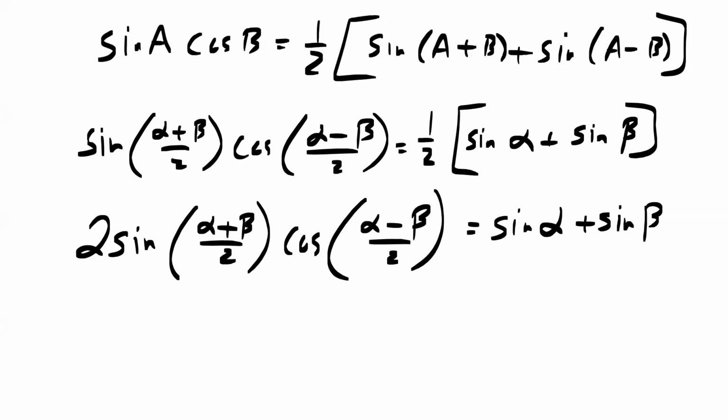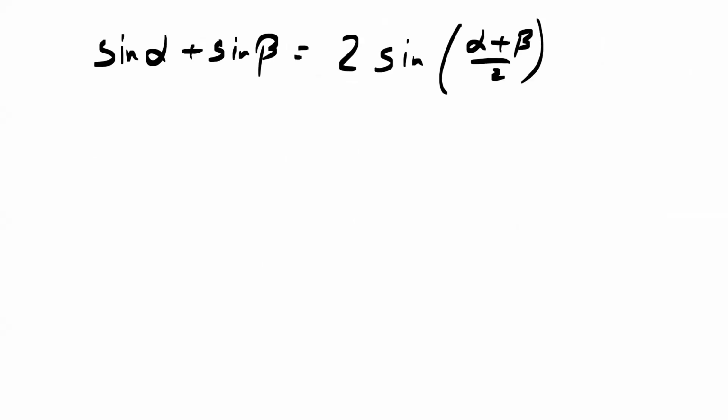So we're just going to switch the sides over. Are we good? And here it is. Sine of alpha plus sine of beta is 2 sine of (alpha plus beta) divided by 2 times cosine of (alpha minus beta) divided by 2. We're good there.